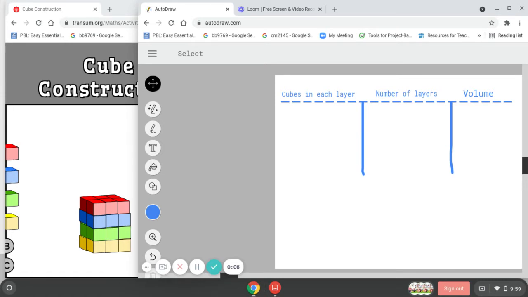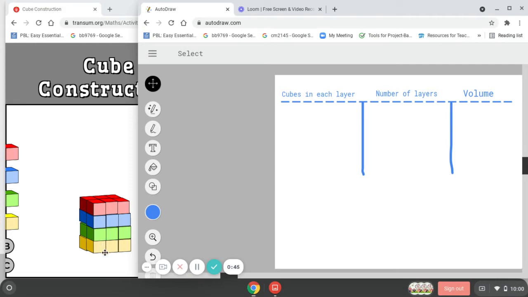Today we are going to continue our work with volume. The last example that we worked on, we looked at a three-dimensional figure and we talked about how a three-dimensional figure has a length, a width, and a height. We figured out the length, the width, and the height of each of these layers, and then we added the layers together, which gave us the total volume of this figure.